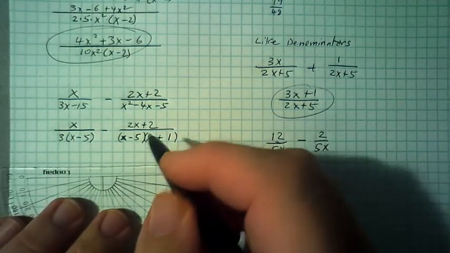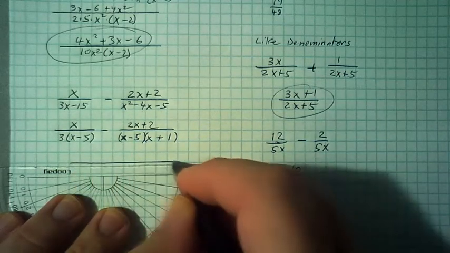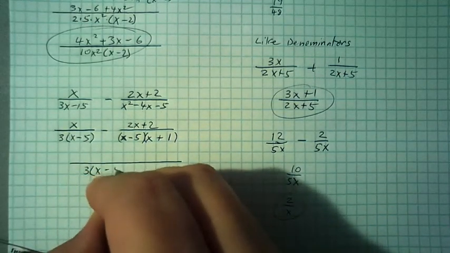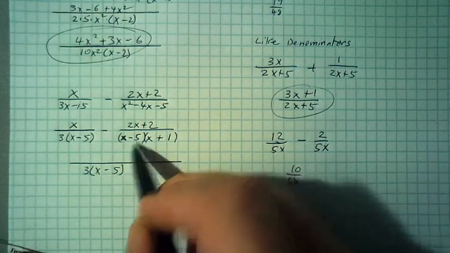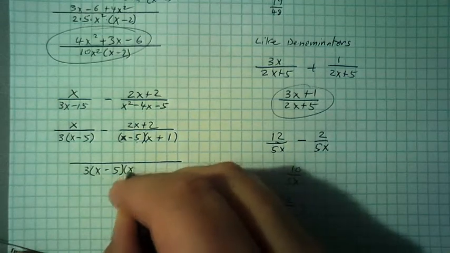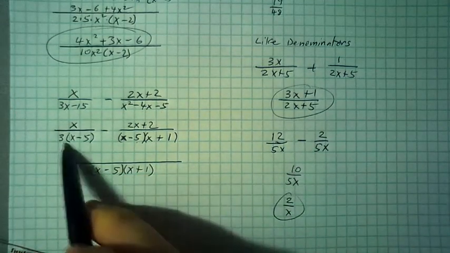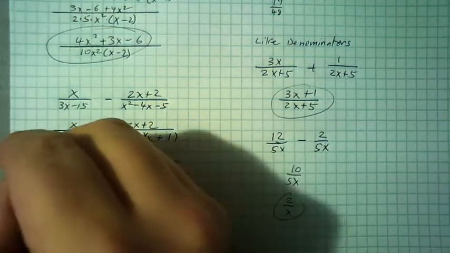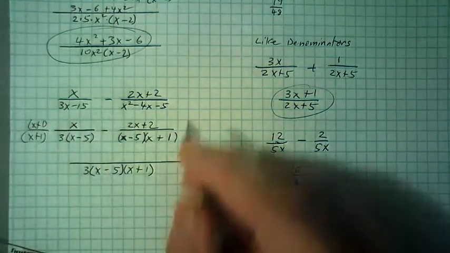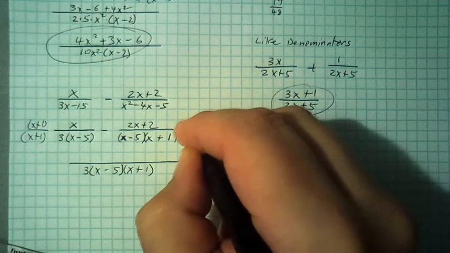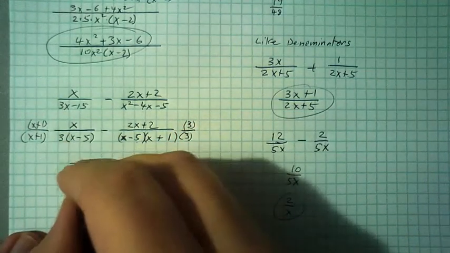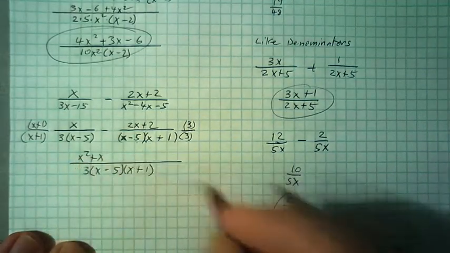Looking ahead to my least common denominator, I'm going to need a 3. I'm going to need an x minus 5, but I already have one. And I'm going to need x plus 1. So this first fraction needs x plus 1. And the second fraction needs just the 3. Which gives me x squared plus x.